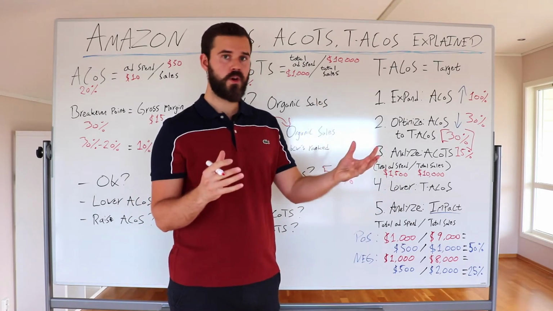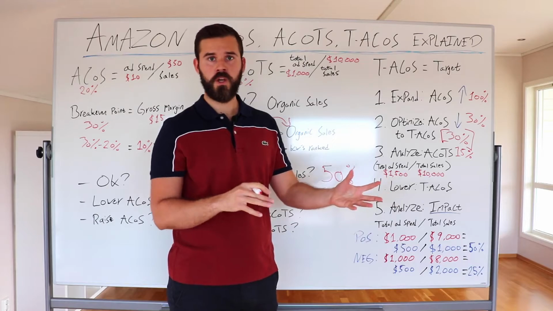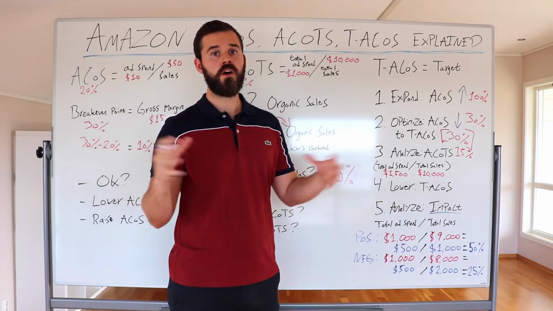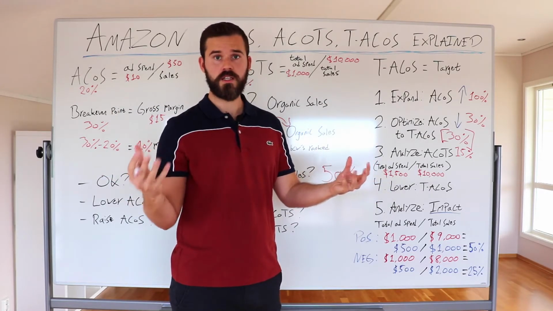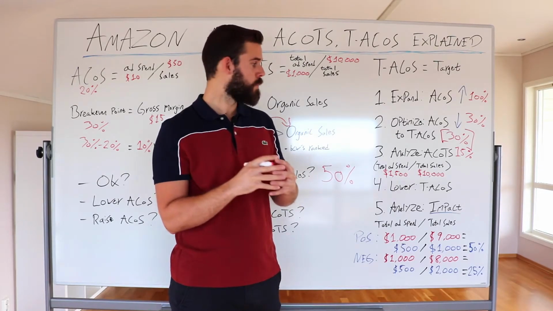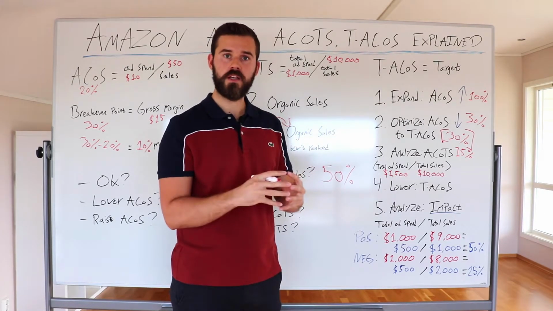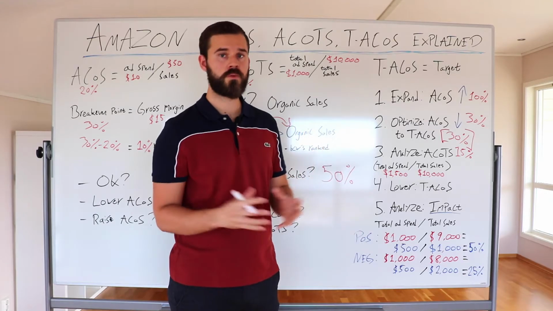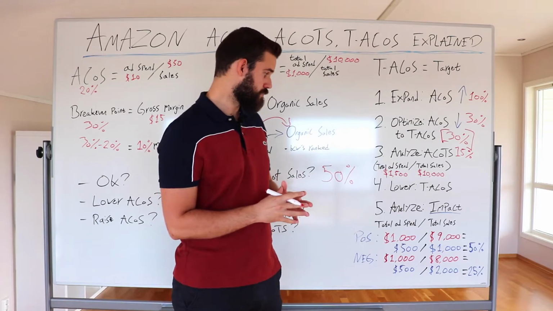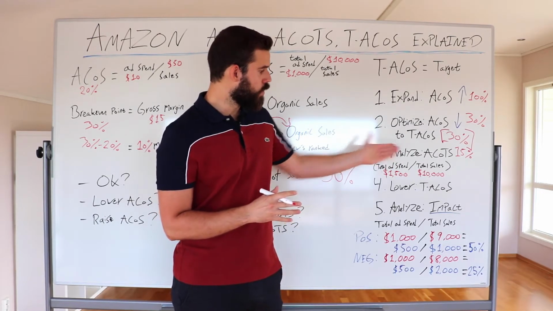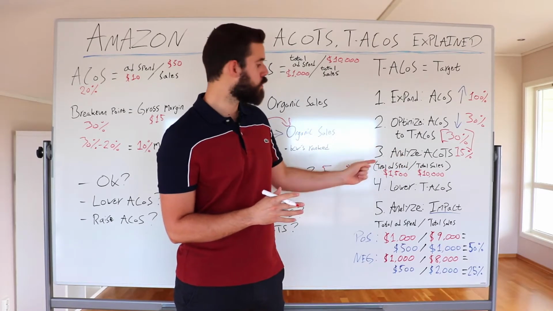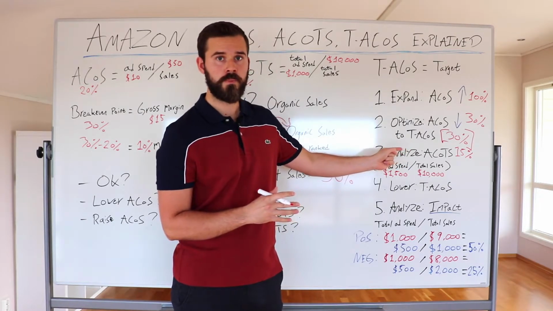Because paid doesn't work in isolation. Organic does not work in isolation. On Amazon, paid and organic sales are connected, right? So it's critical to analyze that relationship, those ratios. So that's why we use the ACoTS. But we don't know if this is the ideal point to be. We don't know if this is the most profitable point to be.